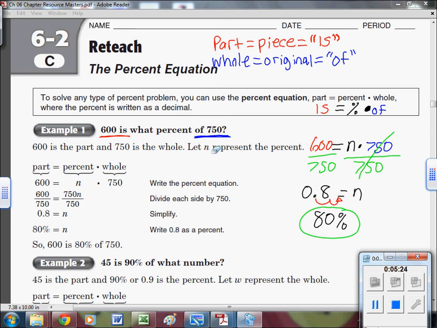And that answer is reasonable because, guys, 600, that's way more than half of 750, and it's almost all of it. So we're looking for a percentage that is way more than 50%, but almost all of it. So this was a reasonable answer. And that's what I want you guys to look for. Look for reasonable answers for each of your questions. Let's do a few more examples.